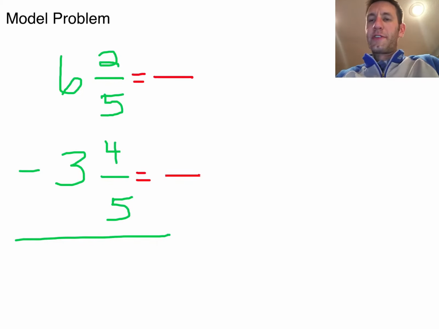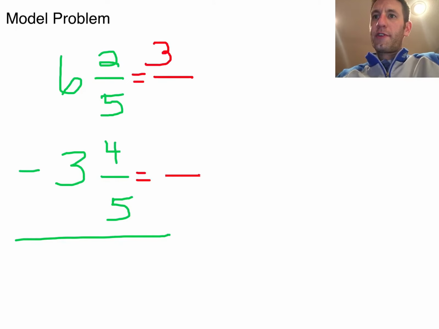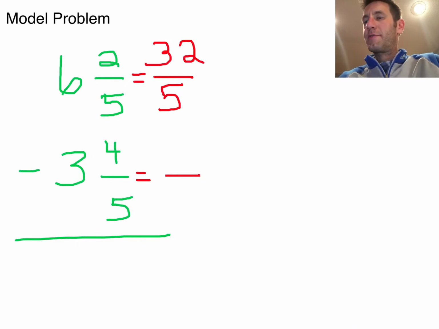In order to solve this problem correctly, I need to convert these mixed numbers into fractions greater than 1. So I'll go ahead and do that for both of these right now. I know that 6 times 5 is 30, and I'm going to add 2. That means that I will get 32/5. We're keeping my denominator the same. Then I'm going to go down to the bottom mixed number, 3 4/5. So I know 3 times 5 is 15. I'm going to add 4. That's going to give me 19. And the denominator again will stay as fifths.